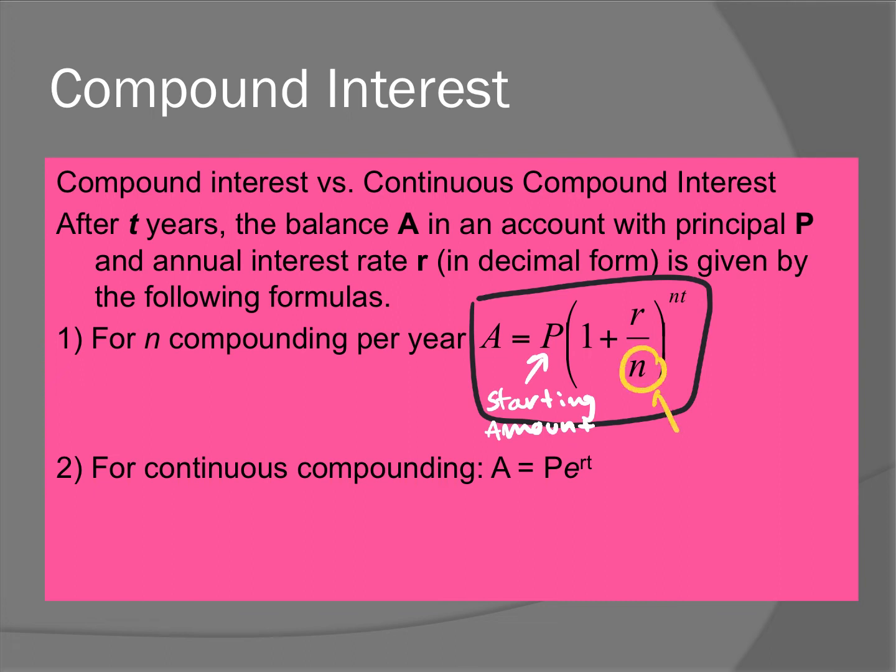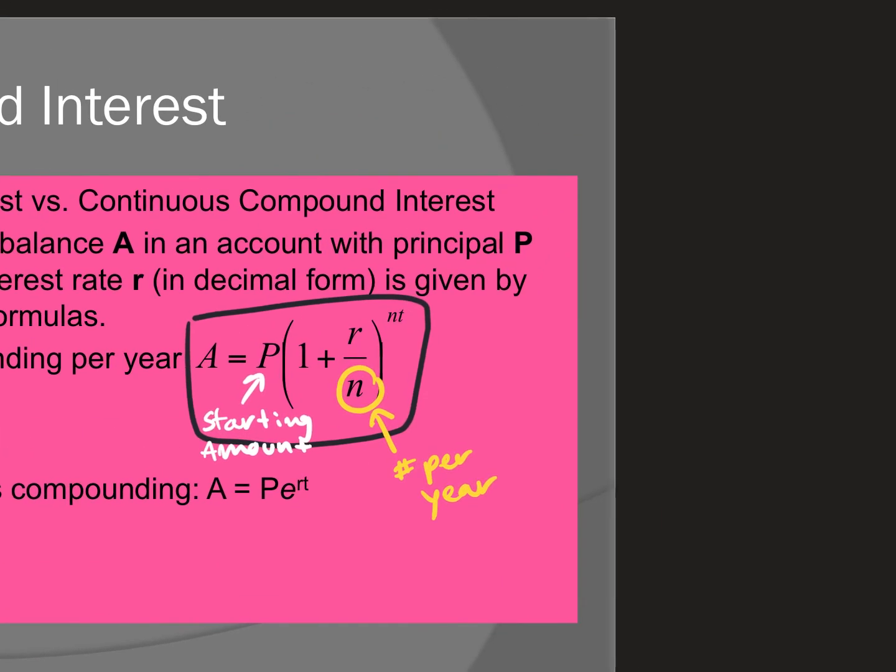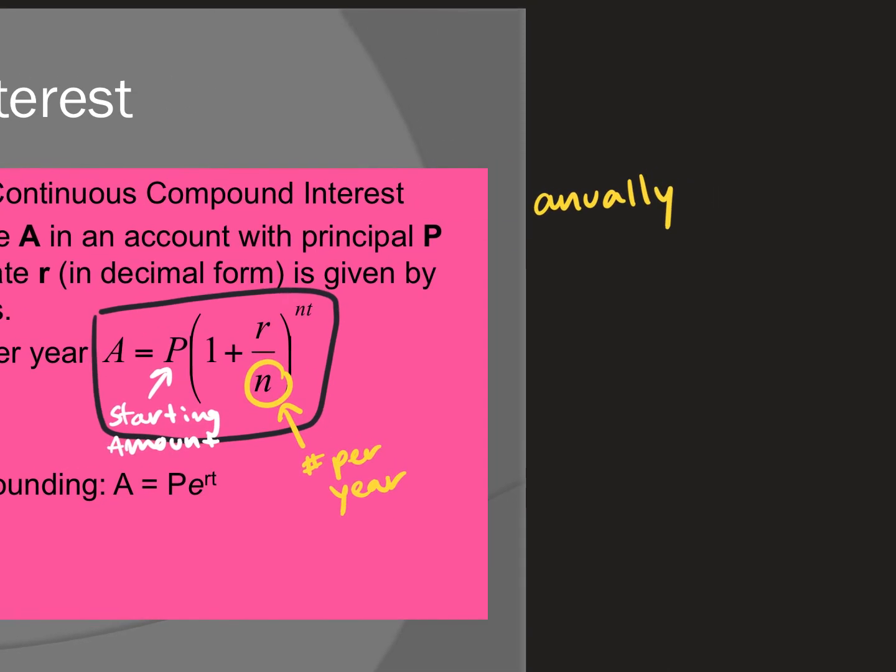N is the number of times per year that it's compounded. So number per year. Some examples would be if it said compounded, let's say annually. If it's compounded annually, how many times does that happen a year? Once. What about semi-annually? Twice. What about quarterly?